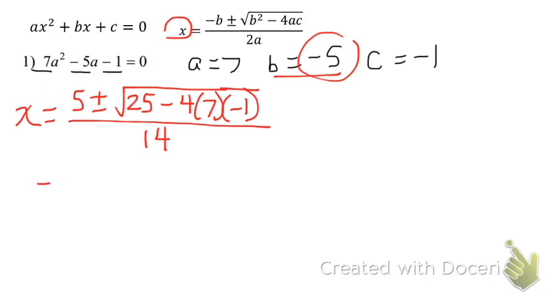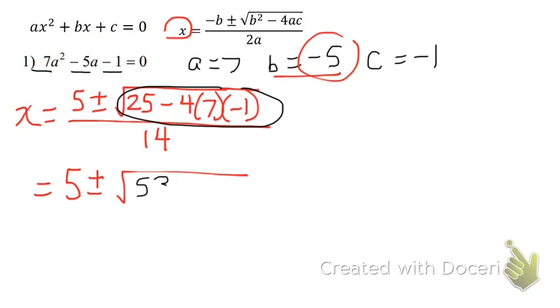Okay, so now simplify that. Everything underneath the radical, put all of that into your calculator at one time. So 25 minus 4 times 7 times negative 1, and you get 53. And then all over 14. Now, sometimes that's the answer and you're done. 53 cannot be broken down any further, so you're finished.